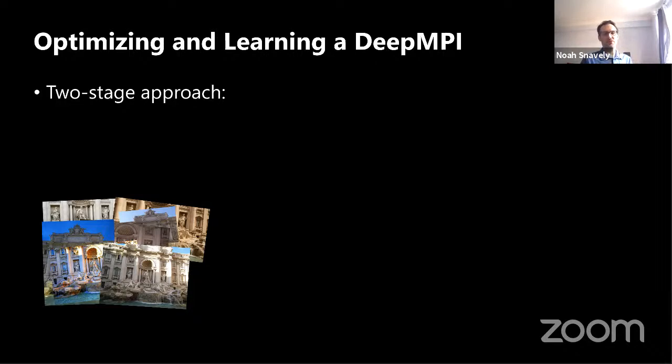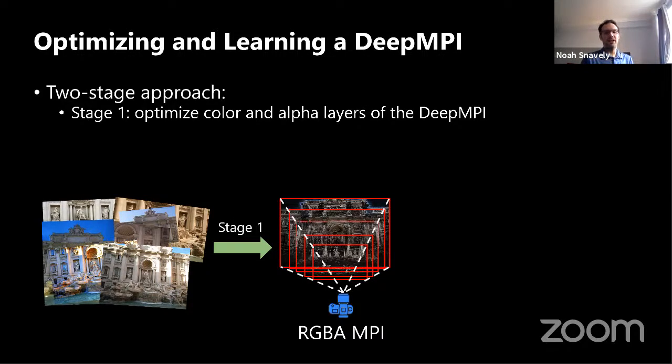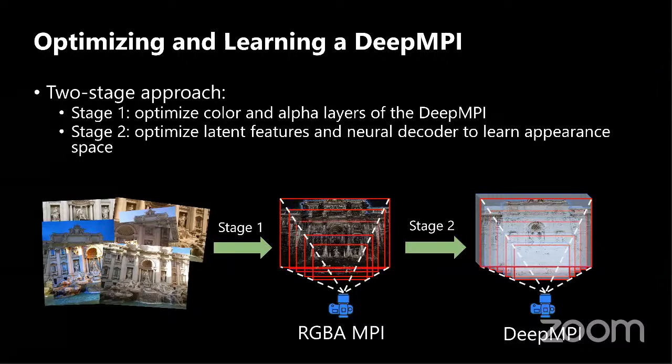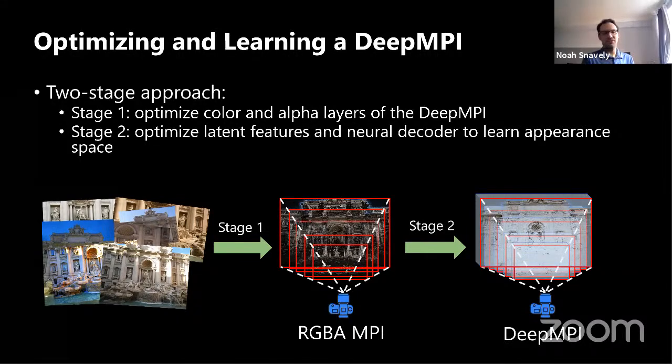Okay, and so that leads to a two-stage approach to fitting these deep MPIs to these internet photo collection images. First we actually solve for a normal MPI. We just treat all these images as if they were from the same time and fit a standard RGBA MPI to them. And it turns out the alpha layers you learn are actually pretty good, and I'll show that in a second. And so we fix those alphas and then we use that as the basis for fitting a deep MPI where we simultaneously learn latent features and a neural decoder that is able to reproduce all the appearances observed in the collection. And the alpha at that stage is fixed. We don't try to change the alpha, but we get the benefit of using the alpha from this first stage. Alpha basically encodes the shape of the scene, as I'll show in a second.